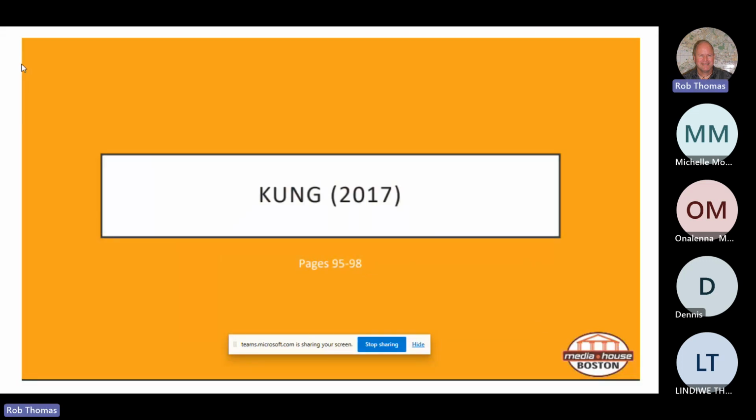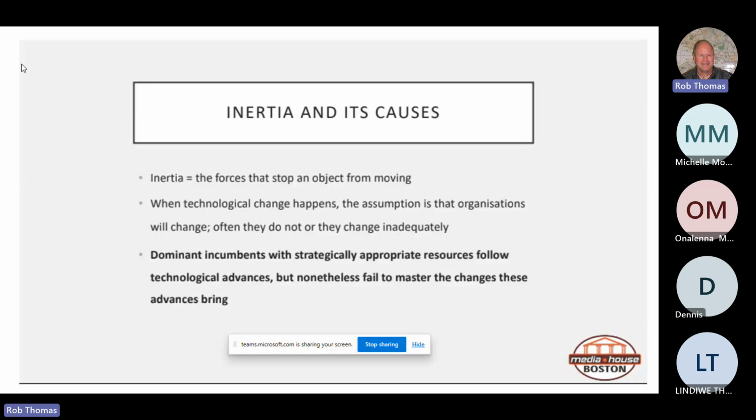Okay, so Kung, 95 to 98. So guys, you should include this information in your assignment. Now this is pure theory. Let's have a look at what Kung says. Inertia and its causes. Inertia are the forces that stop an object from moving. That is the physical definition of it. Like we said, the bump at the top of the hill prevents a stone from falling over and going down the side of the hill.